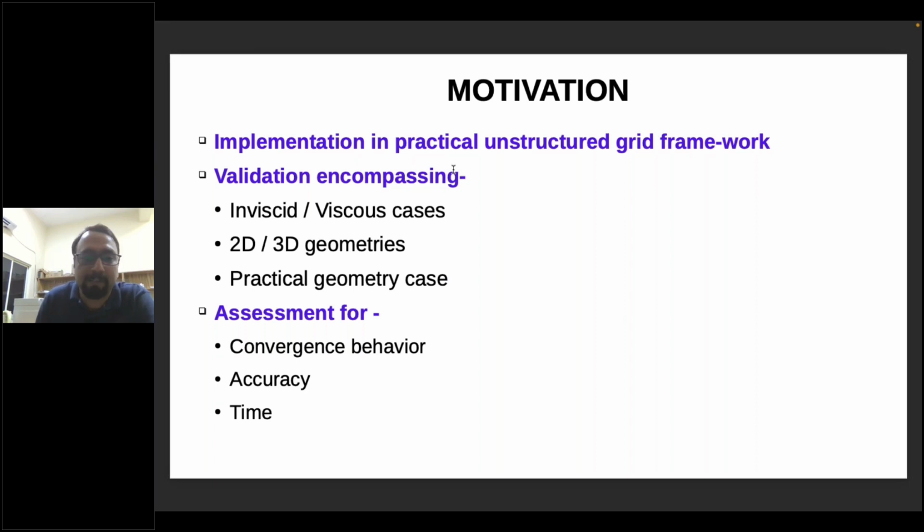We want to see how it fares in terms of convergence behavior, accuracy, and what kind of time it takes against the baseline Wang-Venkatakrishnan limiter.